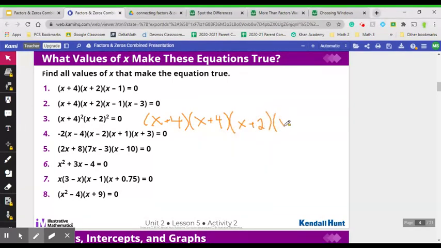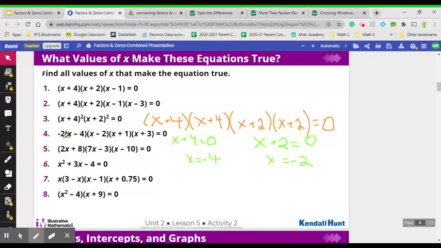So if we have those all expanded out like that, just like we did before, we can set each of these equal to 0. So we would have x plus 4 equals 0, and we have x plus 2 equals 0. And so that would just mean that for number 4 here, we would have x equal to negative 4 as an answer, and x equal to negative 2 as an answer.